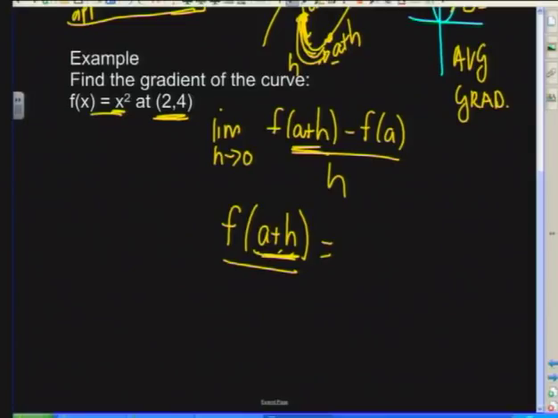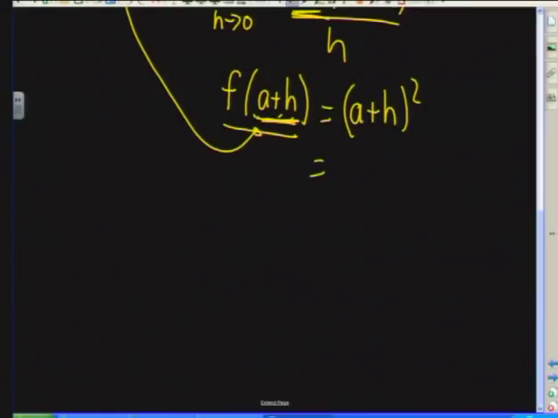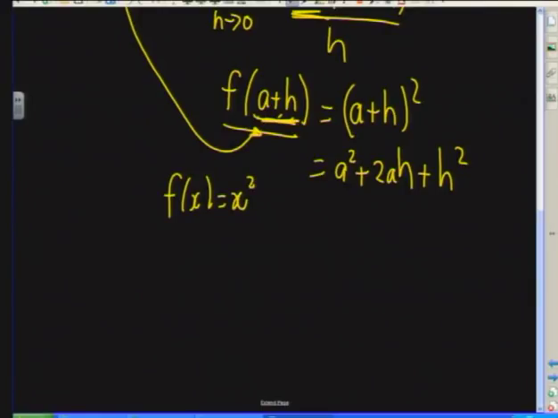So this is going to become, now look what I'm doing, the function f of x is equal to x squared. So wherever I see an x, I'm going to put in a plus h. So this is going to become a plus h all squared. I'll simplify that, or I'll FOIL it out, and I'll get a squared plus 2ah plus h squared. So that's f of a plus h. All I simply did was I used the function f of x is equal to x squared, and in place of x, I put in a plus h. Hopefully you're all with me.